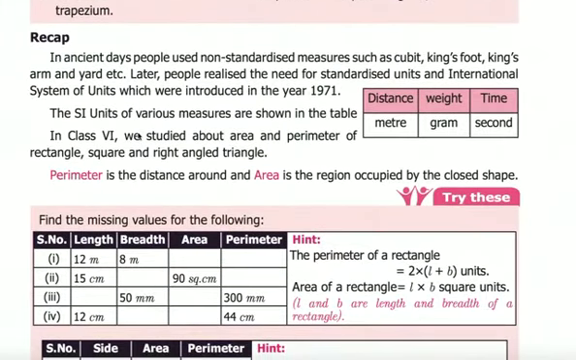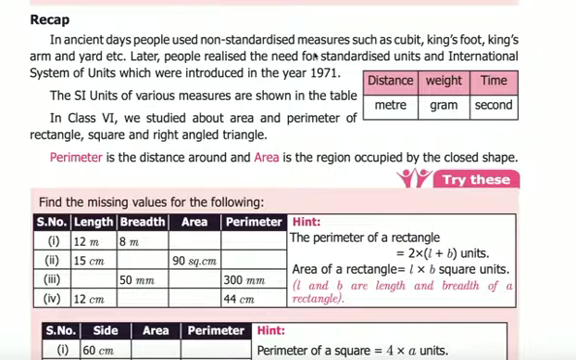Let's have a quick recap. In ancient days, people used standardized measures such as cubit, king's foot, king's arm, and yard. Later, people realized the need for standardized units and the international system of units, which were introduced in the year 1971. The international system of units for distance is meter, weight gram, time second. There are different measurements actually, but what we generally follow is SI units. SI units of various measures are shown in the table. These are the SI units.